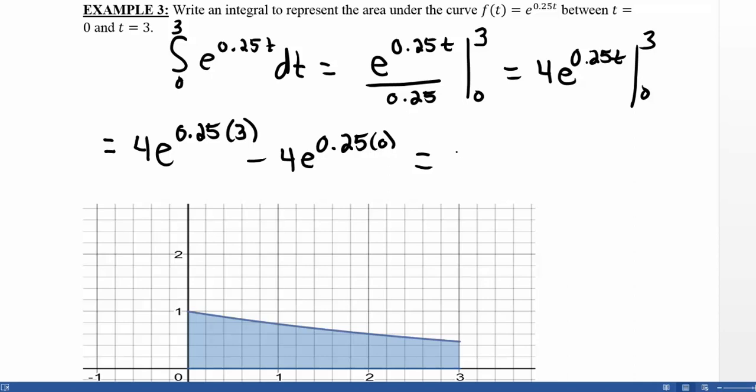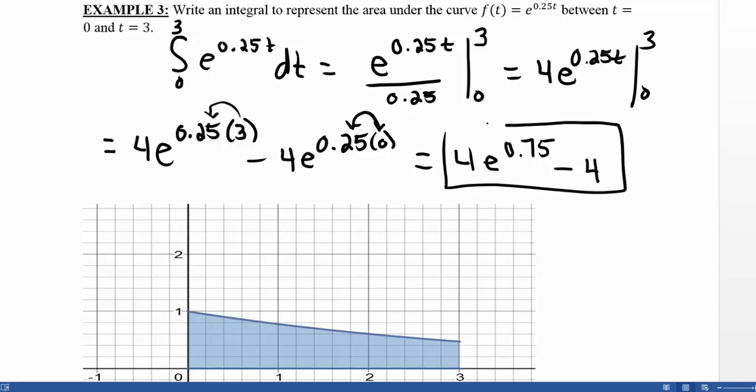So my first term, the only simplification I'm going to do is multiply the 3 times the 0.25. So I have 4e to the 0.75 minus, now notice here that we have 0 times 0.25, which is 0, which will give us e to the 0. Anything to the 0 power is going to give you 1. So we have 4 times 1, which is 4. So this is an exact answer for the area under the curve.